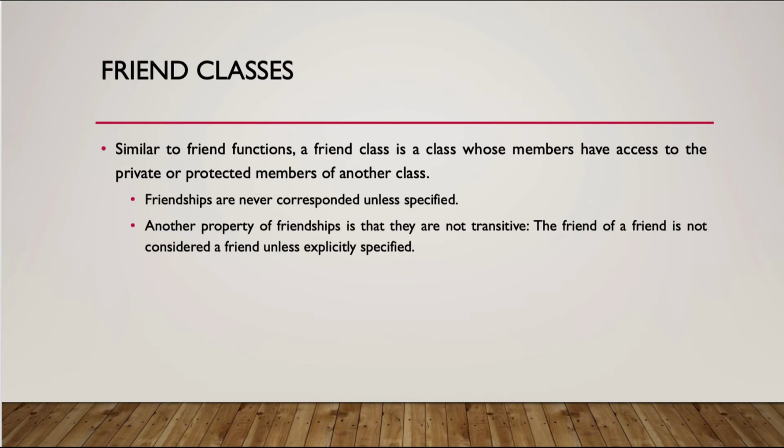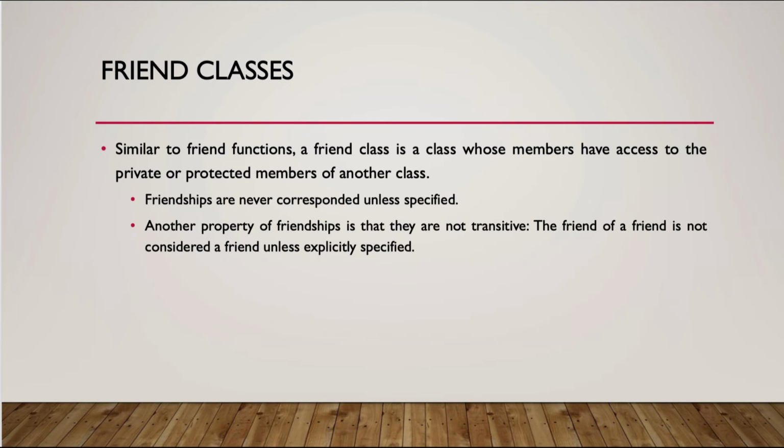So similar to friend functions, a friend class is a class whose members have access to the private or protected members of another class. There are two caveats to always remember. Friendships are not corresponded unless specified. So if you have a function in one of the classes that is defined in the other class too, but the friend keyword is not specified over there, that's not going to work.